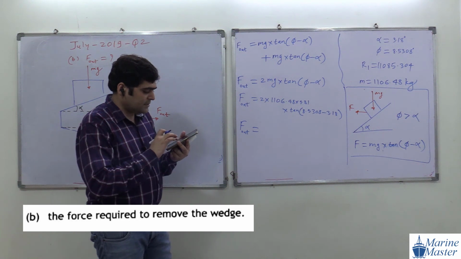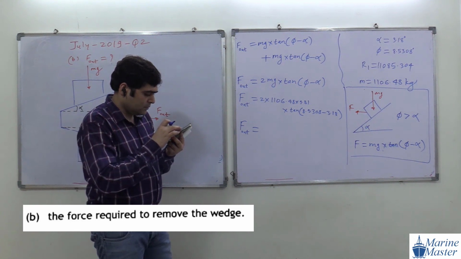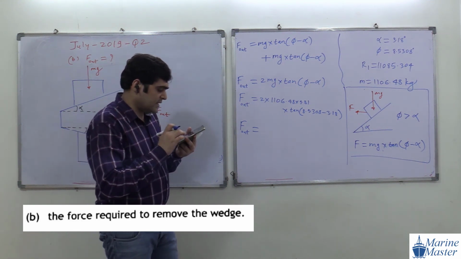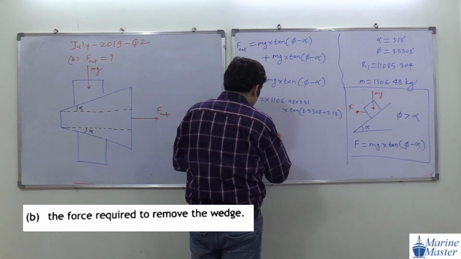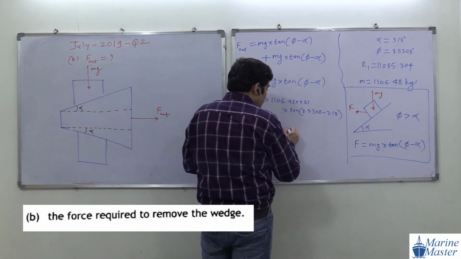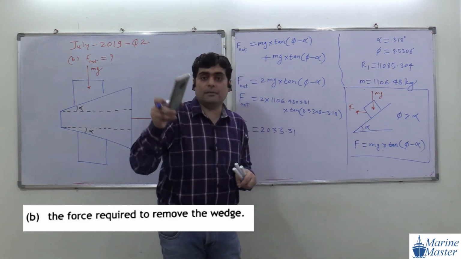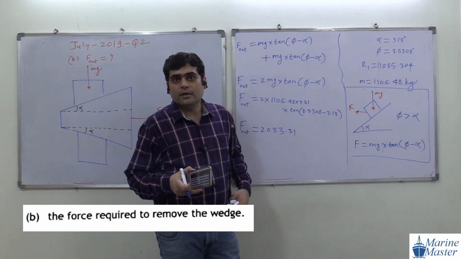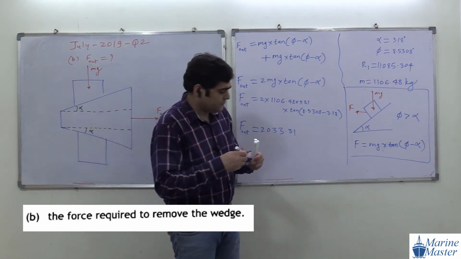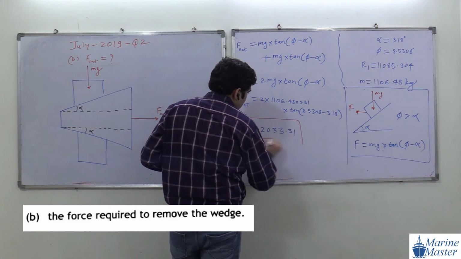How much are we getting, guys? How much force do we require? Yes, correct, very good: 2033. It requires less force, because in this scenario it is phi minus alpha, while earlier it was phi plus alpha. Are you getting my point? So this is our F out.